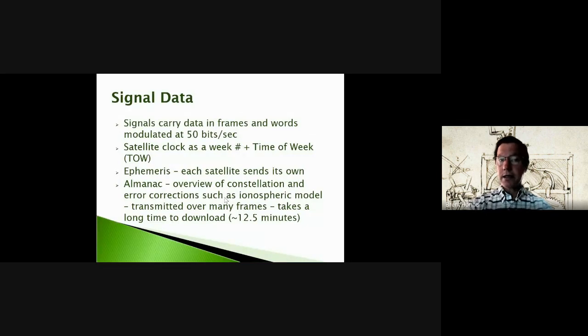The ionosphere is affected by the sun, sunspot activities. This varies over a period of a day as that part of the atmosphere faces the sun versus rotates away from the sun, but also on 11-year cycles of sunspot activity that occurs on the sun and that type of thing, right? So that data takes a long time to download, like 12 and a half minutes, but it's valid for a fairly long time. Whereas the ephemeris is downloaded much quicker and is valid for a much shorter period of time, though, because it's trying to be much more precise.